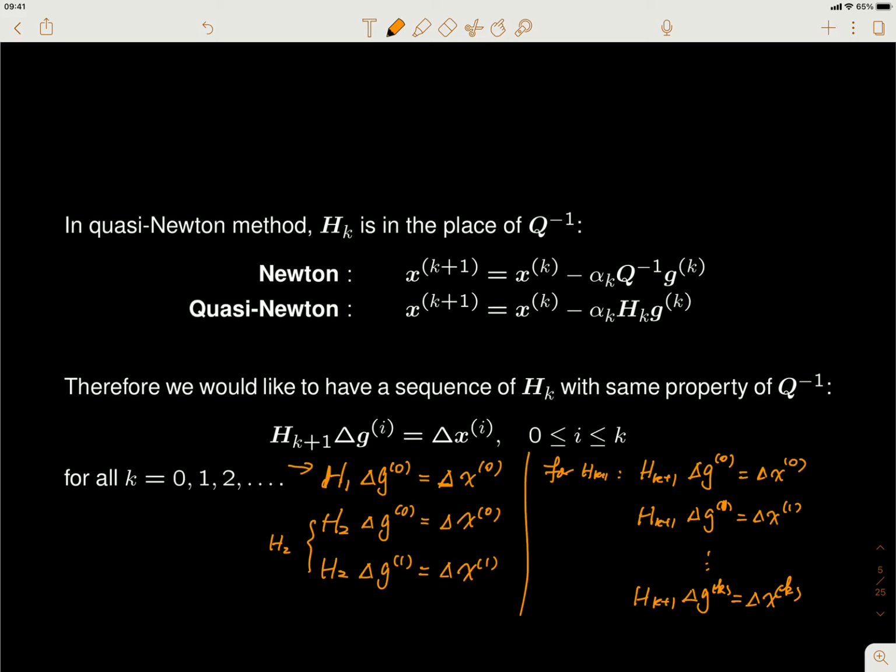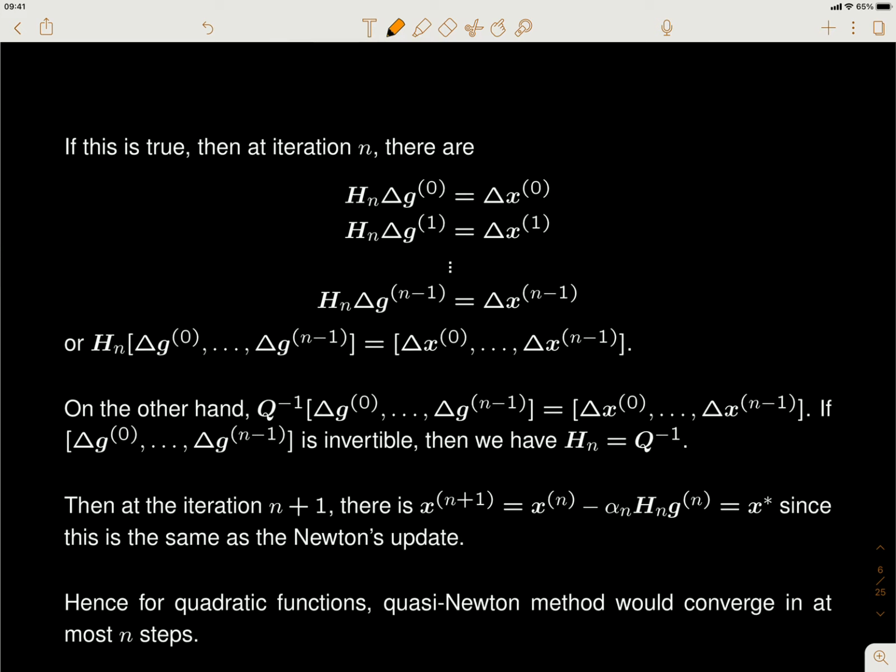Okay, so for quadratic functions, this is actually the definition of the Quasi-Newton method, because there are different ways to construct these HK matrices. As long as the HK matrix we construct in this way satisfies the properties I'm showing here, then we call it the Quasi-Newton's method. That's the definition for Quasi-Newton's method.